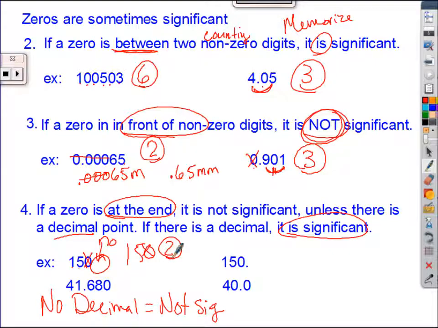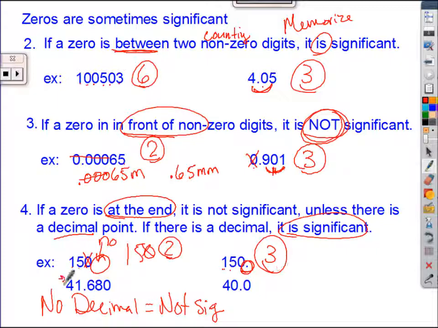Now, I still have to report the 0. It's a placeholder. If I went to work and earned $150 that day, I would be kind of upset if my boss paid me $15 and said the 0 is not significant. The 0 is still important because it's a placeholder, but it is not significant. It means it wasn't measured to that accuracy. In this case, the next one, the 150 with the decimal means that 0 is significant. That was measured to 150 exactly. You put it on the scale, it was 150 exactly.